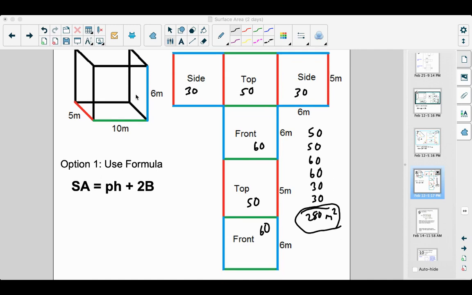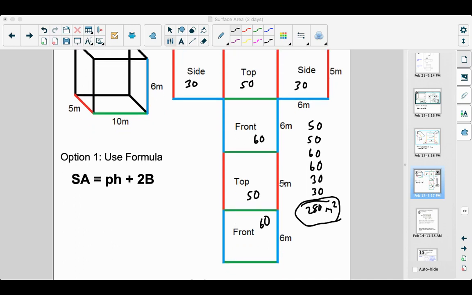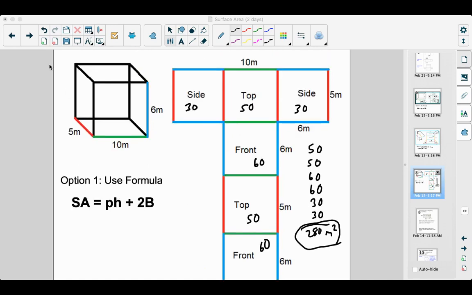Okay, we got the sides are 6 by 5, so they reach 30. Okay, the top is 10 by 5, so the top and bottom are both 50. Okay, front is 10 by 6, so front and back are both 60. If you add all those together, you get 280 meters squared.